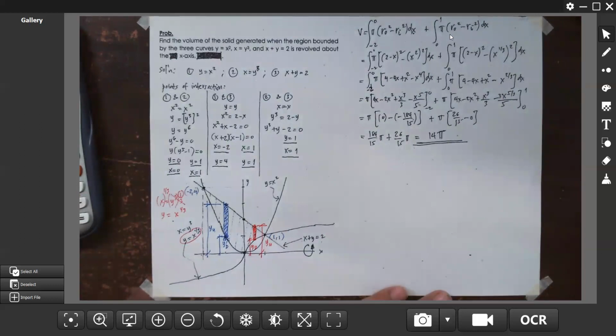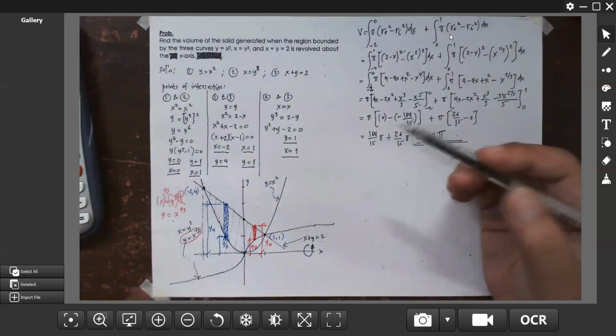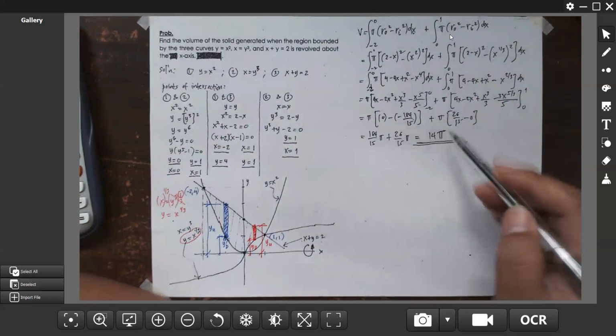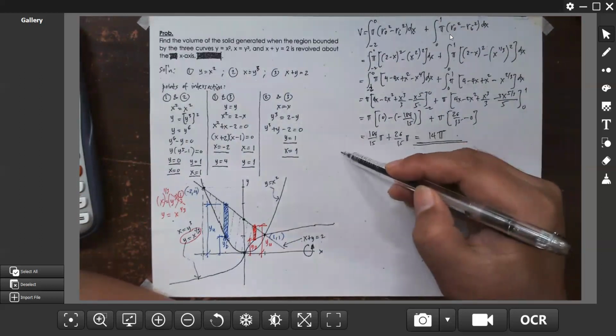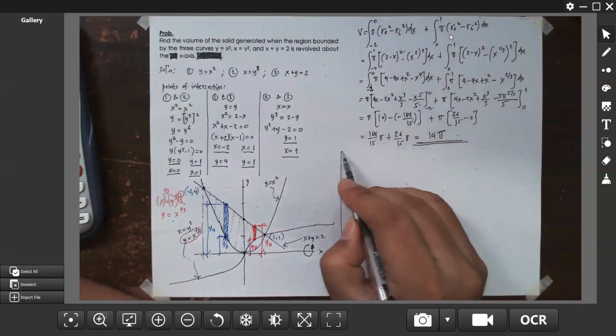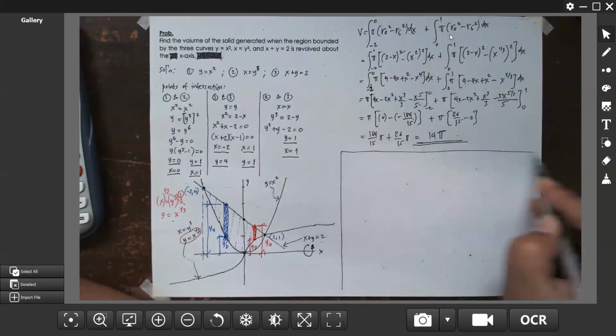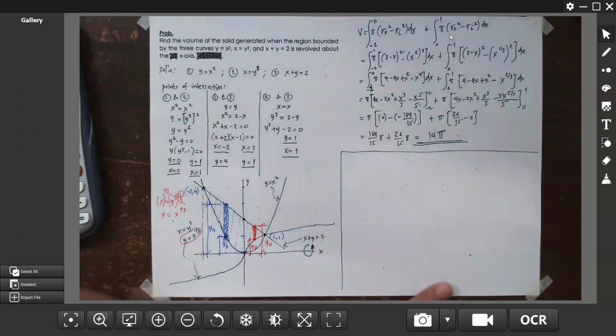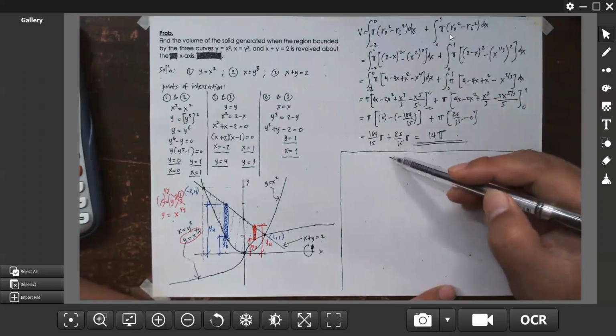Now, next we are going to use, you can see the result. Next, we are going to use a horizontal strip. So, graph this again.